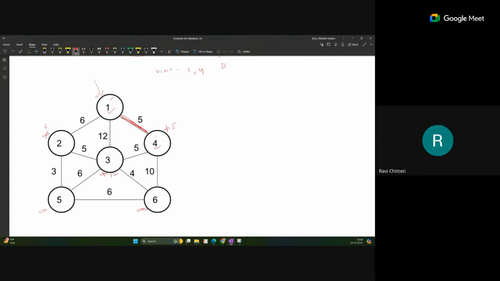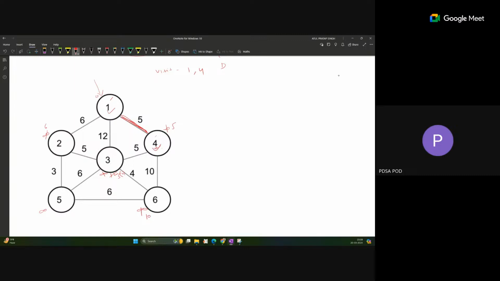So from 4, 4 to 3 is connected with 5. So we will consider only 5. We will not add the previous distance. This time, 4 to 5 is 5 and previous is 12. So this will be updated by 5. We will also mark that we are getting this from 4. And 4 to 6 is now 10. Okay, now this is the updated one.